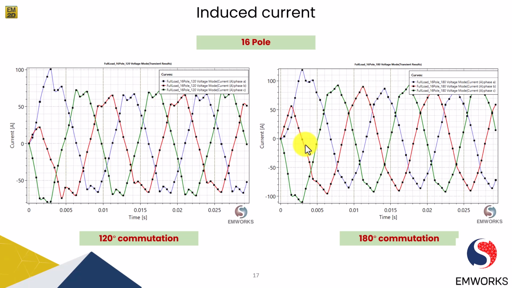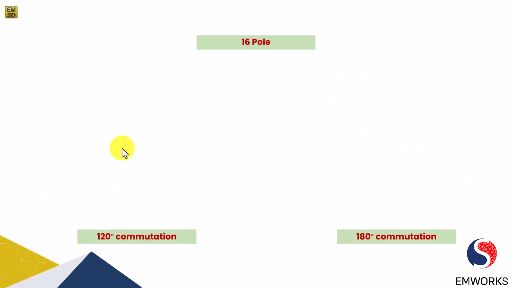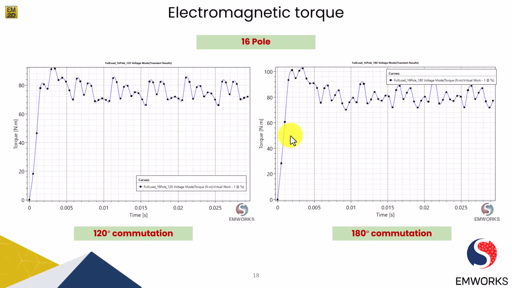Therefore the induced current in both modes of commutation is different, and this leads to a difference in the torque magnitude also. As you can see, the average torque is a little lesser compared to the 180 degree commutation mode in case of 120 degree commutation, and you can see the torque ripple is a little higher. But if you go with a current excitation you might get a stable torque with commutation ripple at each commutation.